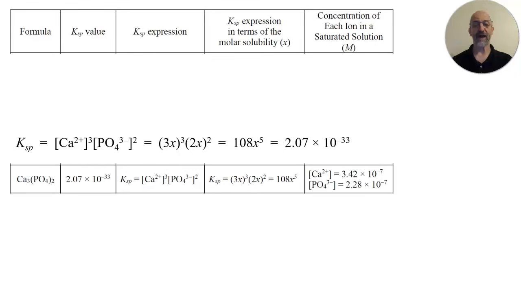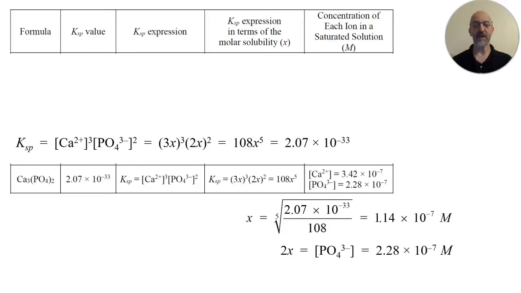So how did I solve for x? I divided by 108 and then I raised it to the 1/5 power and I got my x. Now the concentration of phosphate would be 2x, which is why I multiplied 1.14 times 10 to the negative 7 by 2. And then I multiplied that x by 3 to get the concentration of calcium.